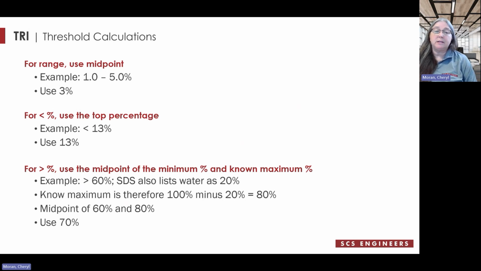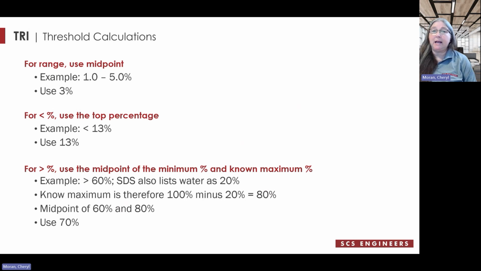If the percentage is listed as a less than, you're going to use the top end of that percentage. And then finally, if your range is listed as a greater than, you will use the midpoint between that minimum percent and the known maximum percent.